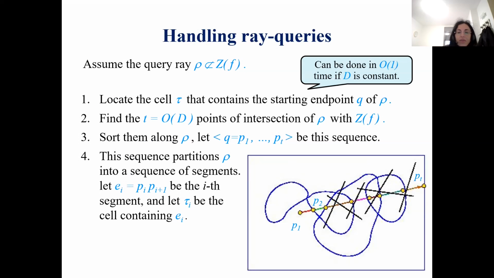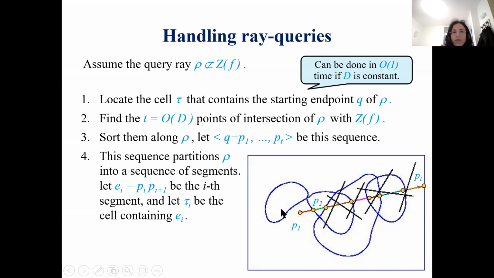And now let us handle the query ray. Here I assume that the ray does not lie on the zero set. If it does lie on the zero set, the previous machinery already handles that. All right, so we need first to locate the cell tau that contains the starting point q of the query ray. And this can be done in order of 1 time if d is constant, so I am not giving the details. It's pretty standard.